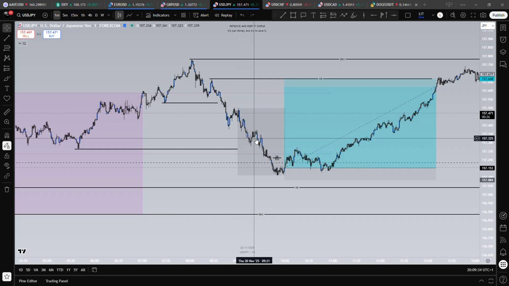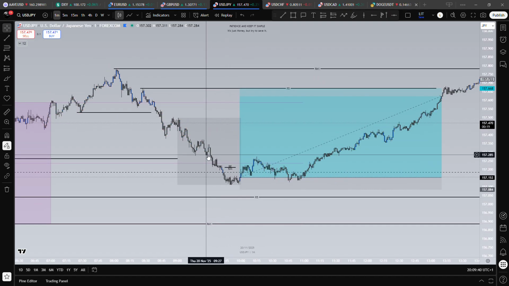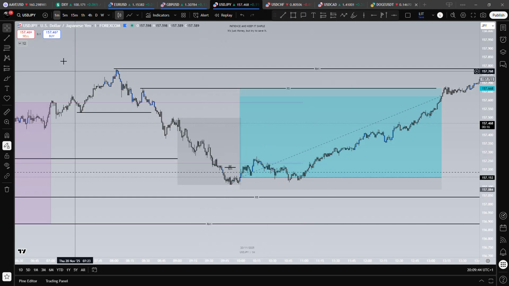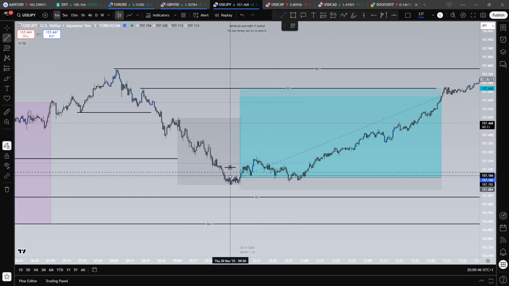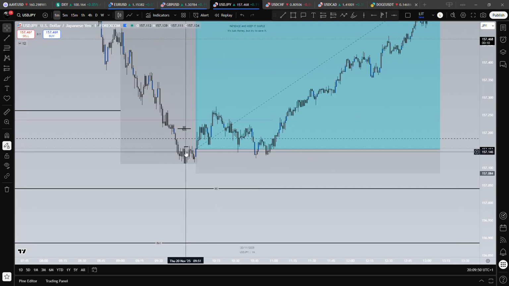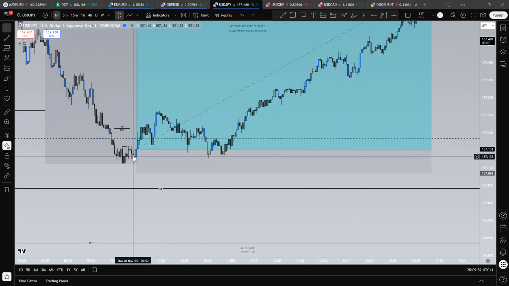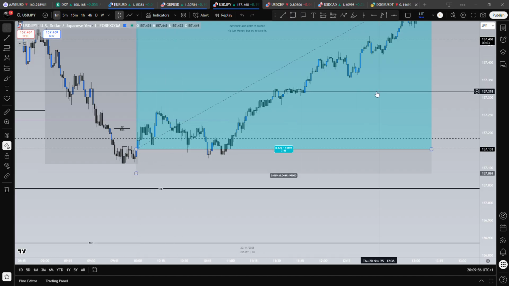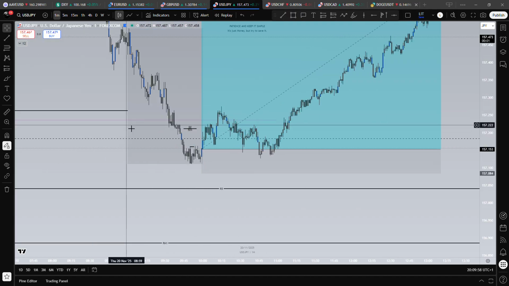And the first that we had, yeah, I don't count this one because we don't have a mitigation engulfing candle, so this doesn't count. And then the first break is here, break of structure. And then mitigation, two engulfing candles, entry here.